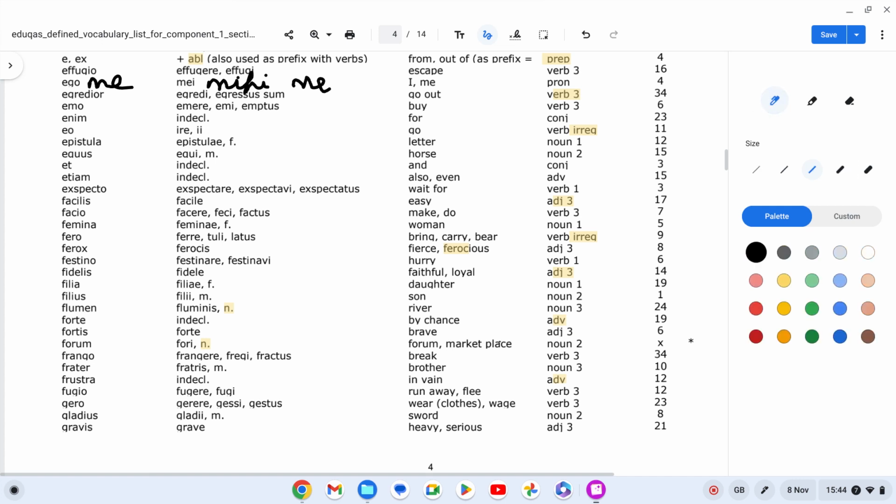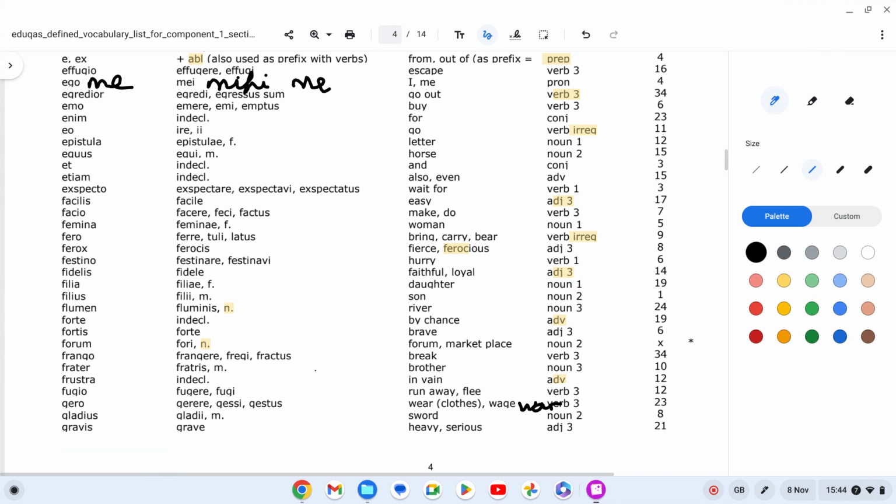Gero, gerere, gessi, gestus. When it's to do with clothes, as it says here, it means wear. But when it's to do with war, the phrase bellum gerere means to wage war. So gero, gessi, gestus means wear clothes or wage war, and there's not a huge amount I can say about that.